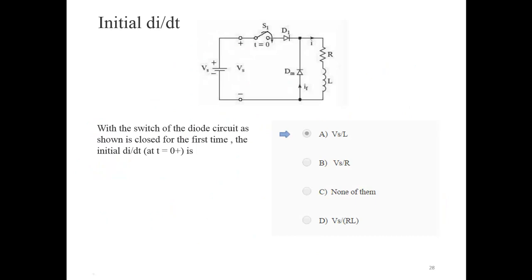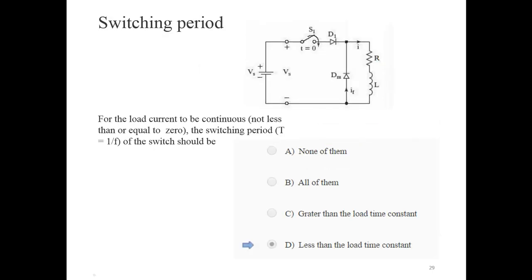The initial di/dt of this circuit is basically, the R will not be there, it will be Vs/L. The switching period, you can calculate it out. It asks for the current to be continuous, not less than zero. The freewheeling should be what? The period should be less than the time constant. You should be less than the time constant.